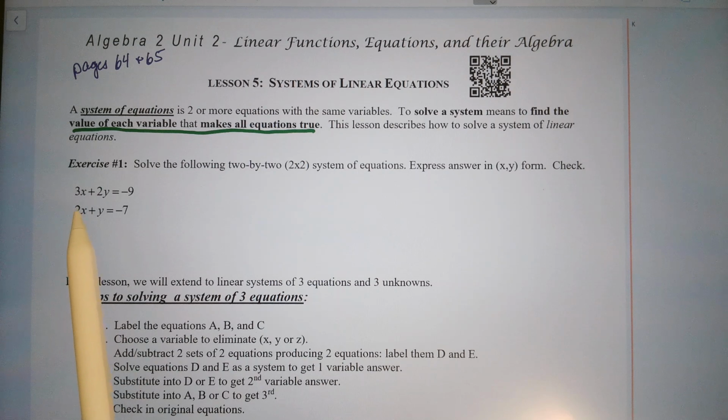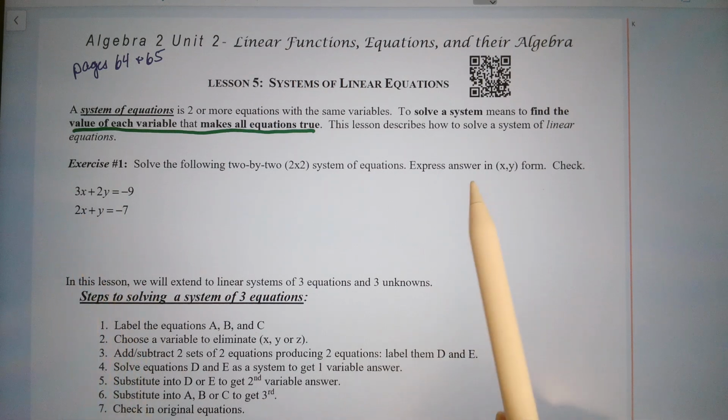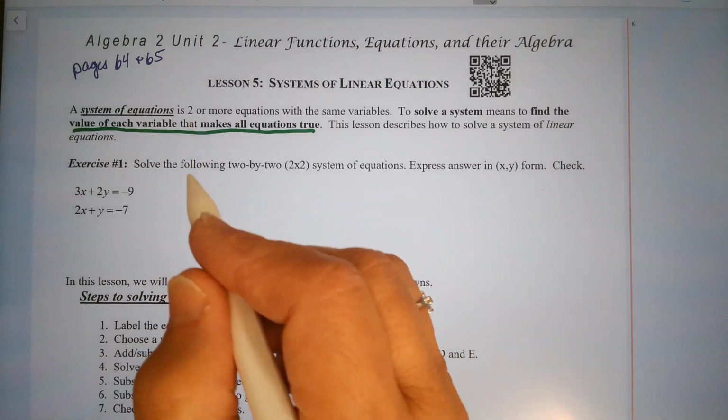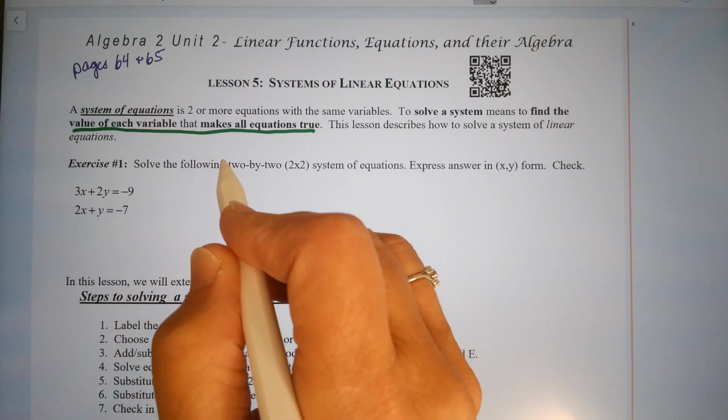We have the equation 3x plus 2y equals -9 and 2x plus y equals -7. So two equations with two unknown variables. And we wish to express our answer in x comma y form. What we want to do is get our variable terms to be opposites.